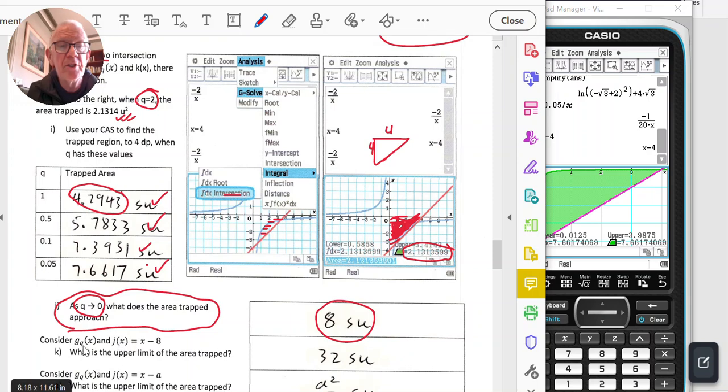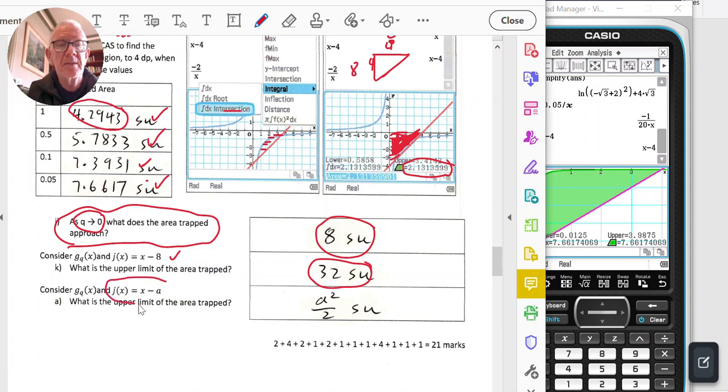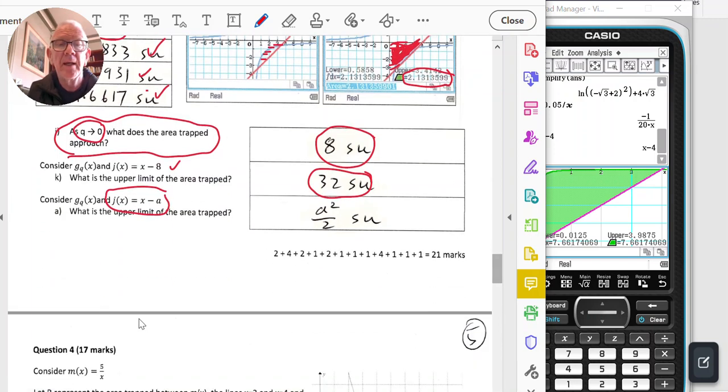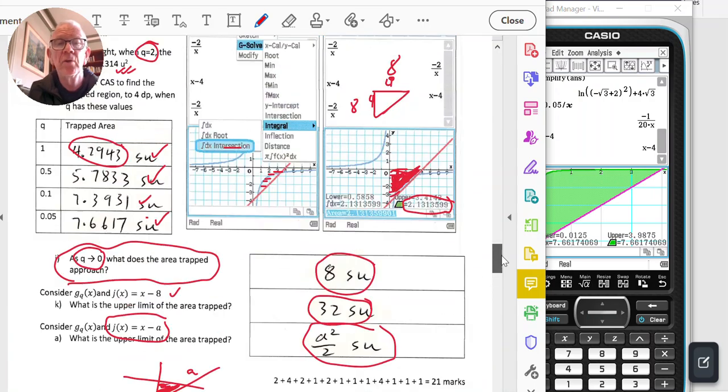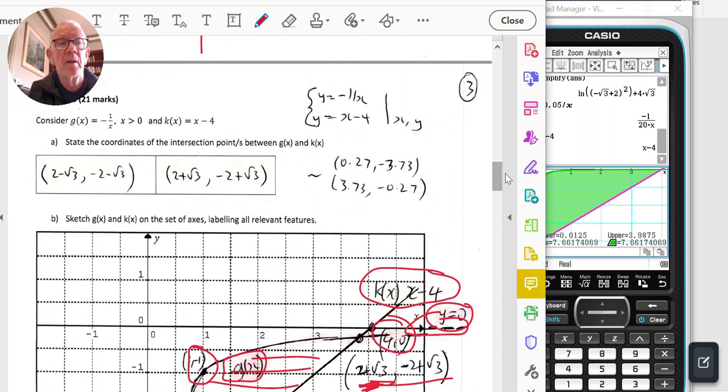If I had g of q of x and x minus 8, then I would have 8 and 8, 64 divided by 2, 32. And if I had x minus a, then I would have this line here going from a to negative a. Therefore, that area there will be a squared divided by 2. And that's how you do question number 3.